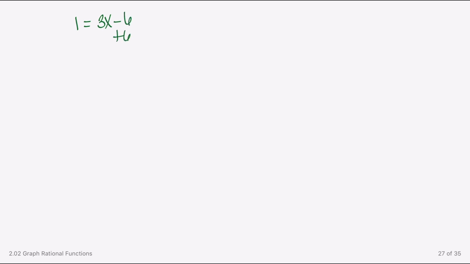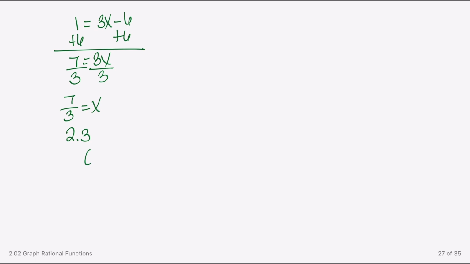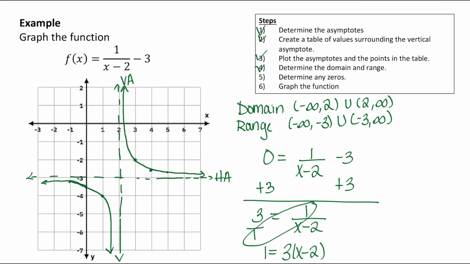So we're going to add 6 to both sides. We have 7 equals 3x. Divide both sides by 3. So we have 7 over 3 equals x. So 7 over 3 is about 2.3. So that means we'll have an x-intercept at 2 1/3, 0. So if we go to our graph, we can see that at 2 1/3, we do have an intercept.